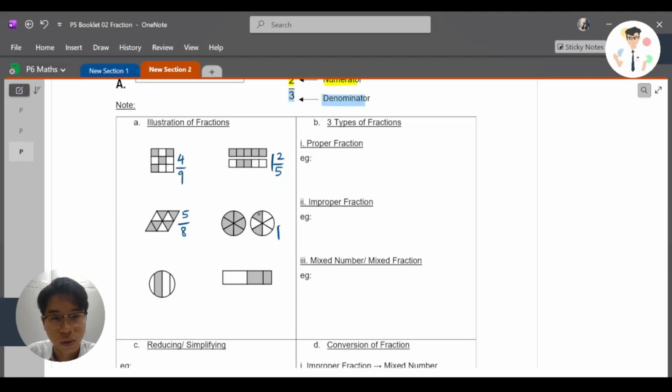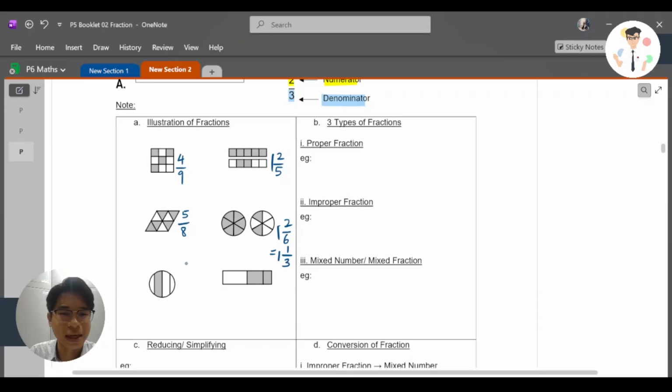And how about here? 1, 2, 3, 4, 5, 6. I have 6 total parts, and 2 are shaded. So I can say this is 2 out of 6. But of course, in fractions, we try our best to simplify. So 2 and 6, can we simplify? Yes, we can, right? So this becomes 1 out of 3. And that is the fraction we use to represent this.